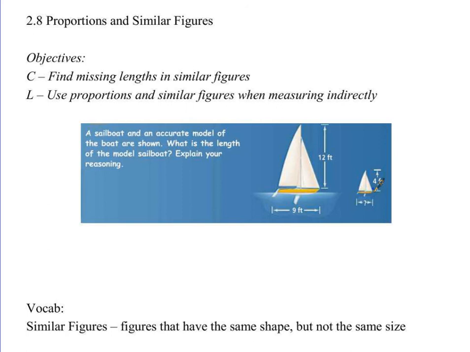Okay? So to go from here to here, we're dividing by 3, which means every dimension can be divided by 3 to go from here to here. 9 divided by 3 is 3. So that's the answer. But you can set this up using a proportion.